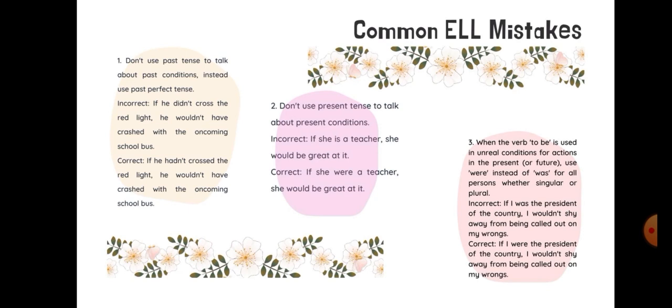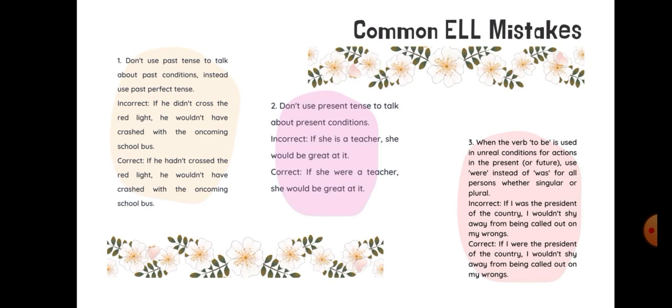Secondly, don't use present tense to talk about present conditions. The sentence would be incorrect if we were to say, if she is a teacher, she would be great at it. The correct sentence would be if she were a teacher, she would be great at it. Now, in this sentence, we are imagining a different present condition, something that we would like to be, but it is sadly not possible at the moment.